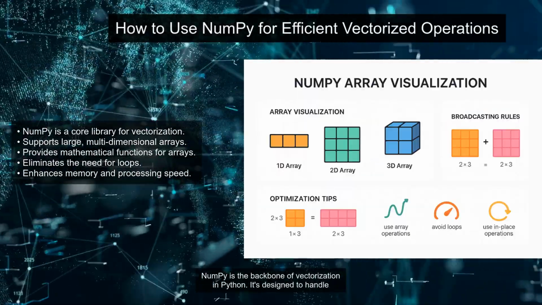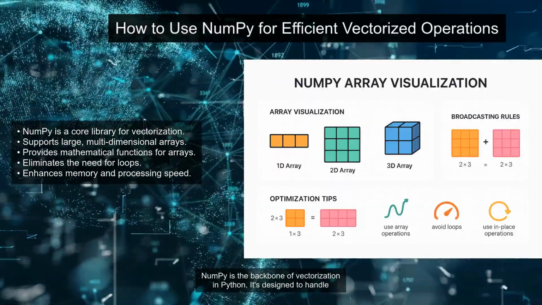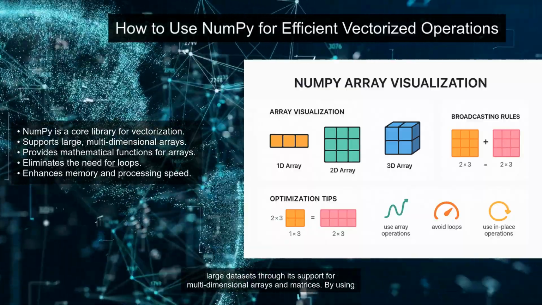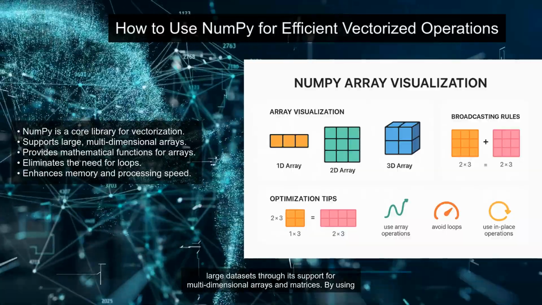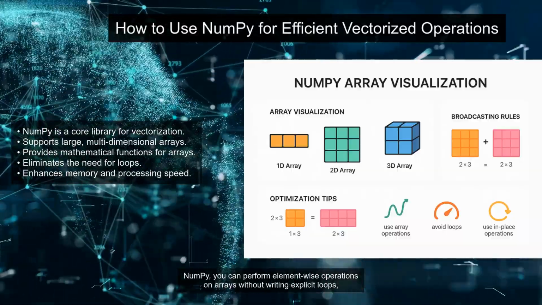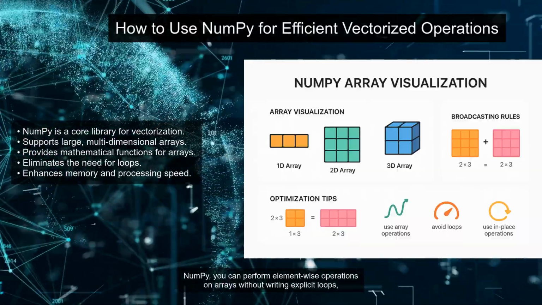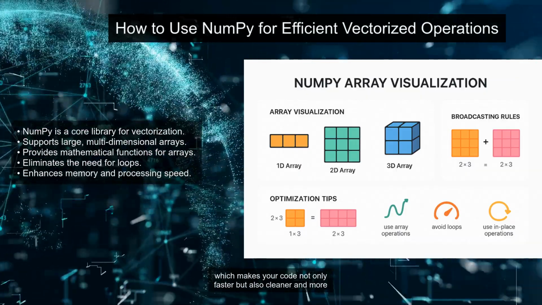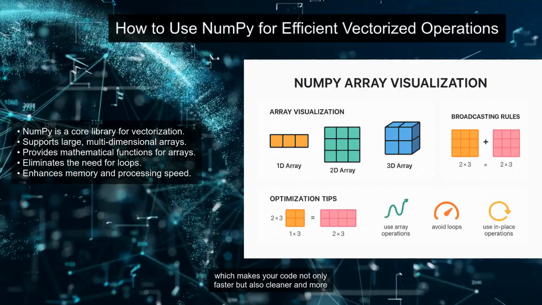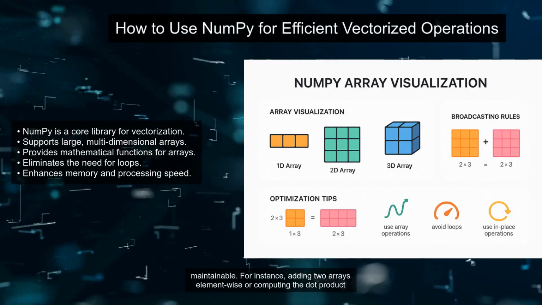NumPy is the backbone of vectorization in Python. It's designed to handle large datasets through its support for multidimensional arrays and matrices. By using NumPy, you can perform element-wise operations on arrays without writing explicit loops, which makes your code not only faster but also cleaner and more maintainable.